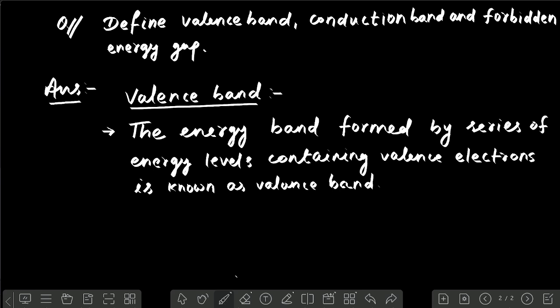All of you listen carefully. What is the question here? Define conduction band, valence band and forbidden energy gap. Okay, so these bands, valence band and conduction band, are basically types of energy bands.